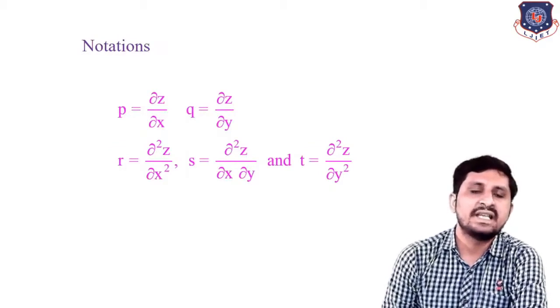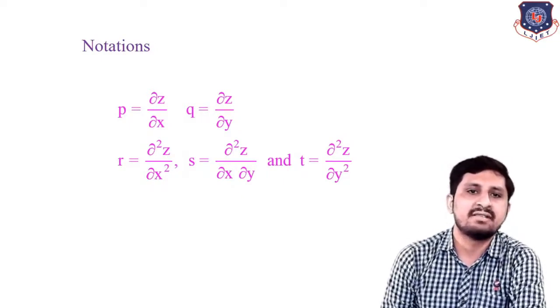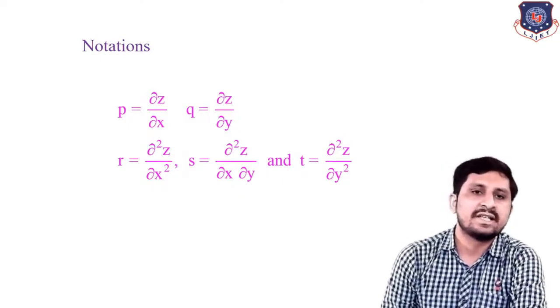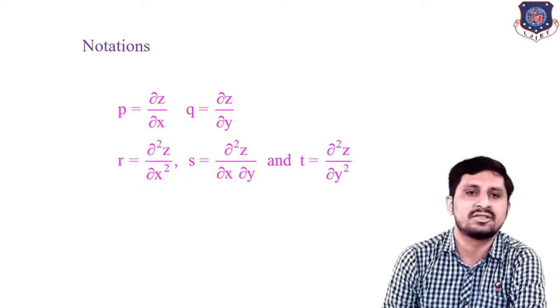Now next, in this chapter you have to remember some notations. First one is p is equal to del z by del x, then q is equal to del z by del y, r is equal to del square z by del x square, s is equal to del square z by del x del y, and t is equal to del square z by del y square. You already used these notations in your second semester engineering mathematics for the chapter ordinary differential equation. The same notations we will use in this chapter also. So just remember these notations p, q, r, s and t.